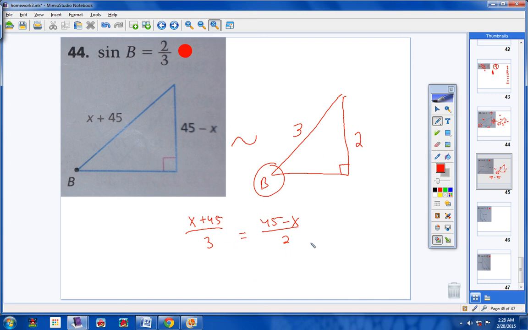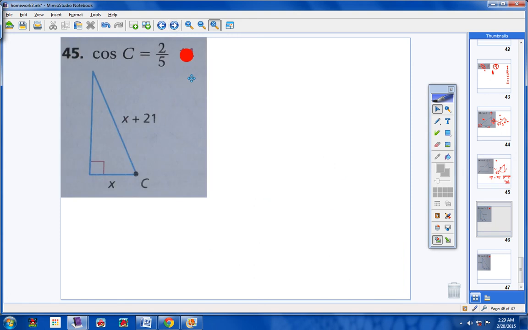2 times x plus 45 would be 2x plus 90, because 2 times x is 2x, 2 times 45 is 90. Now 3 times 45 would be 135, and 3 times negative x is negative 3x, okay? Now, let's get all of your x's on one side. So bring your negative 3x over and make it positive. Let's take your positive 90, bring it over, make it negative 90. And let's see what we have. 5x equals 45. Okay, 2 plus 3 is 5x. 135 minus 90 would be 45. And so then divide both sides by 5, and there we have it, guys. Pretty tough problem, but it would be x equals 9, okay? x equals 9.